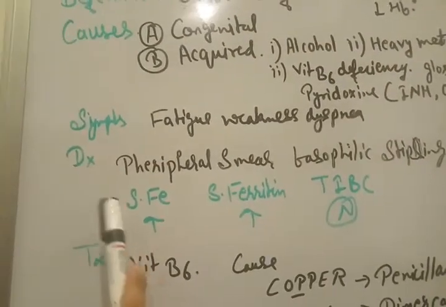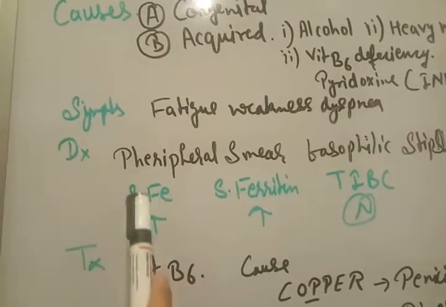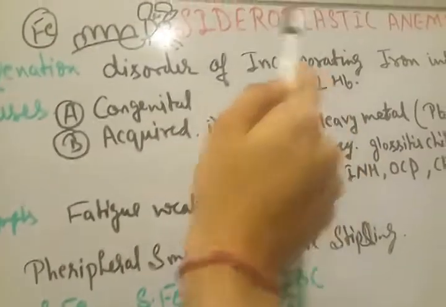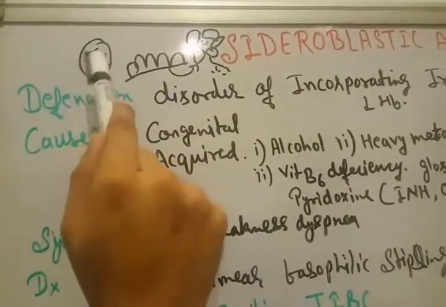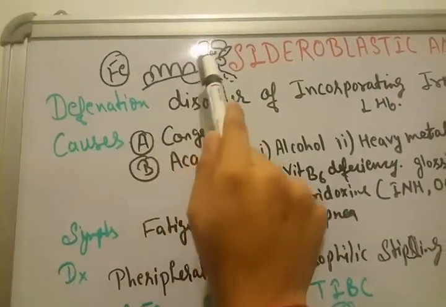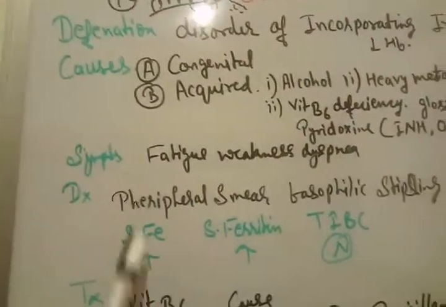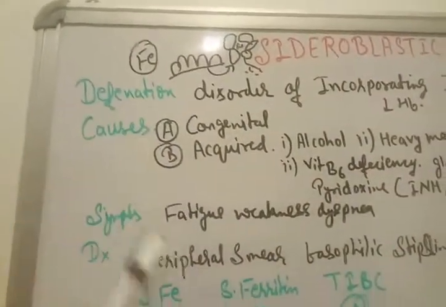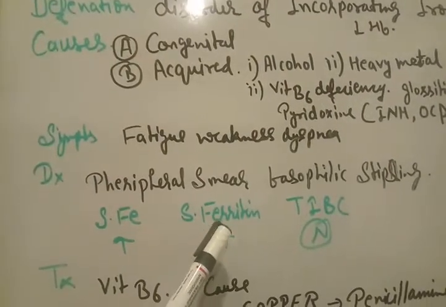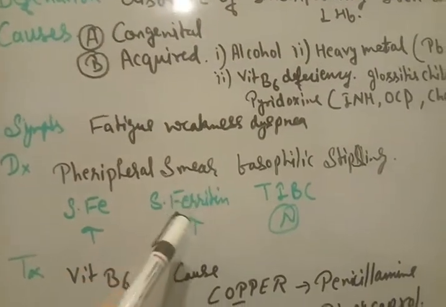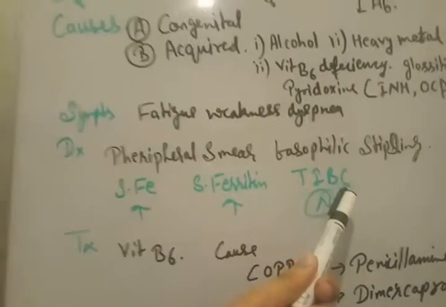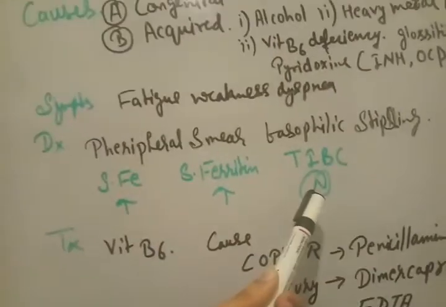In the iron profile, we see serum iron. Serum iron level increases, as I already explained above, because iron is not able to combine with protoporphyrin, so it is not able to convert into hemoglobin. That's why serum iron increases. These are the free iron. Serum ferritin, which is the stored form of iron, is also increased, but total iron binding capacity is normal.